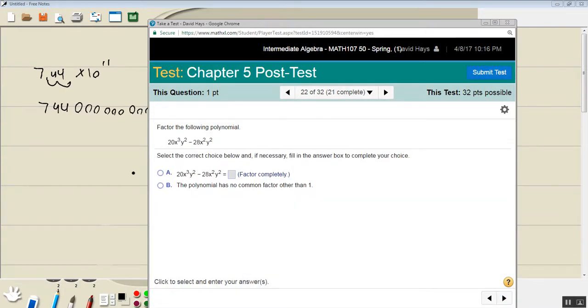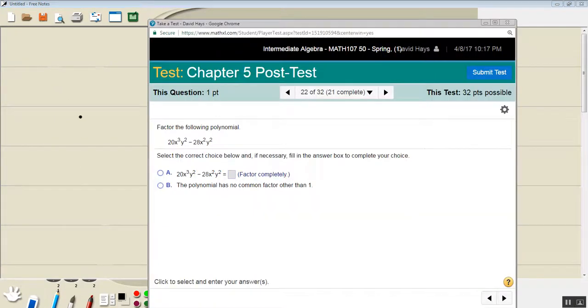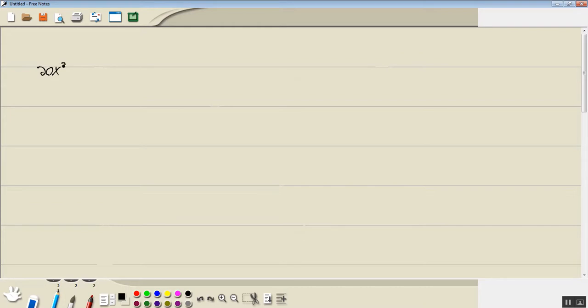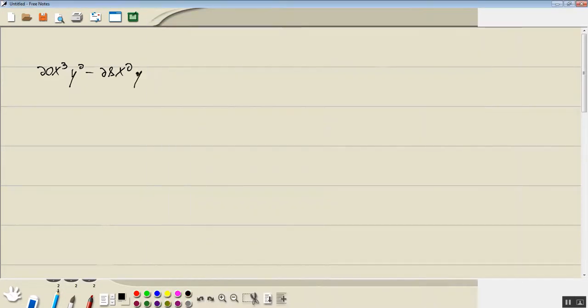Okay, let's take a look at this one. We got 20x to the 3rd y squared minus 28x squared y squared. First off, they're 20 and 28. I guess they're both divisible by 4, so I can bring a 4 out. We can bring out 2 x's. It's always the one with the smallest exponent. This is the 3rd power, this is the 2nd power, so we bring out x to the 2nd power, and then we'll bring out a y squared.